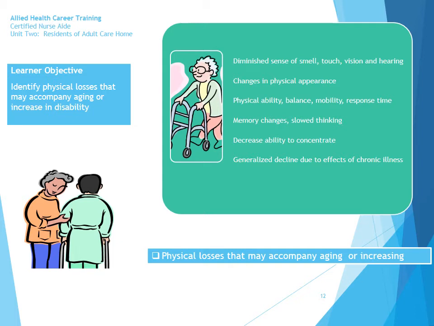If they can't see that there's a cord in the middle of the room and they trip over it. Hearing, if they can't hear that another person is calling them, warning them of some kind of danger.